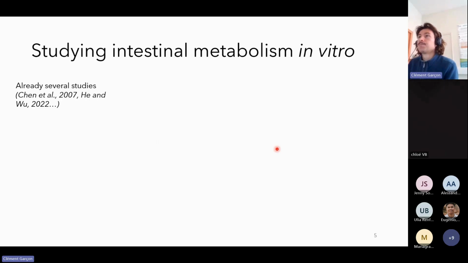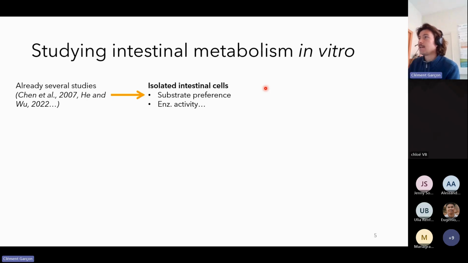So here comes the interest of studying intestinal metabolism in vitro, and it has already been done by several authors. The authors mainly used isolated intestinal cells, mainly for looking at things like substrate preference, so the use of different amino acids for energetic purposes by cells, or measuring enzyme activity, and so on. But they use this only for static measurement, so not over time.